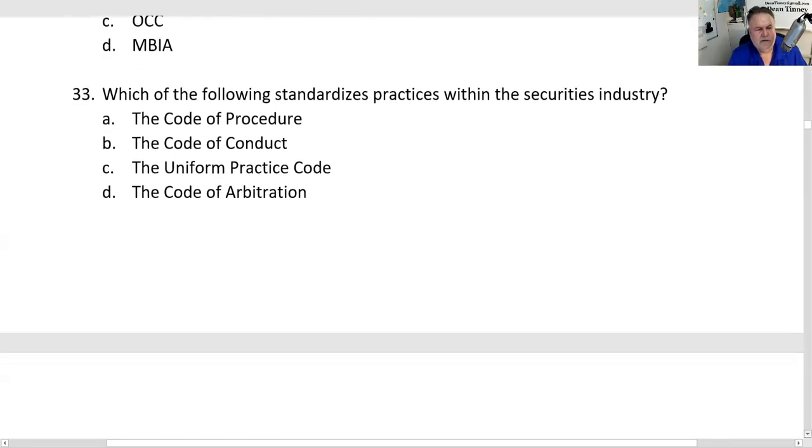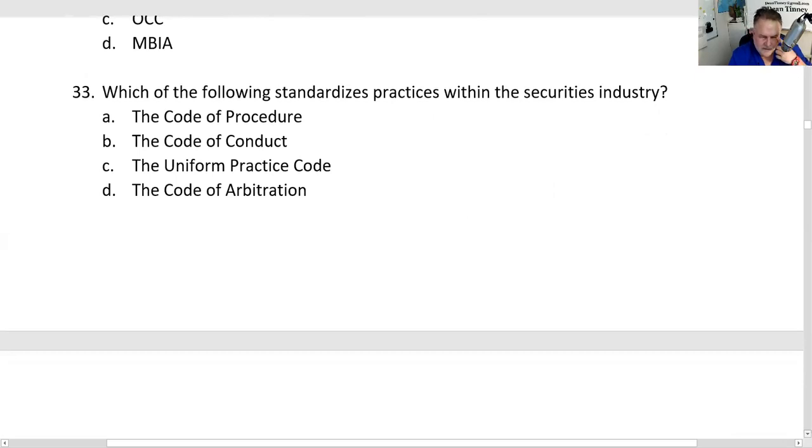Again, the idea here in this explication of this practice exam is not so much the questions and the right answers, but these answer sets are what we're really trying to get comfortable with. And we talked about the Uniform Practice Code. The answer to this is C as in Charlie. But these all could have been answers. If I would have said, which of the following handles trade practice complaints, that would have been A. And a good way to remember it is the COP.